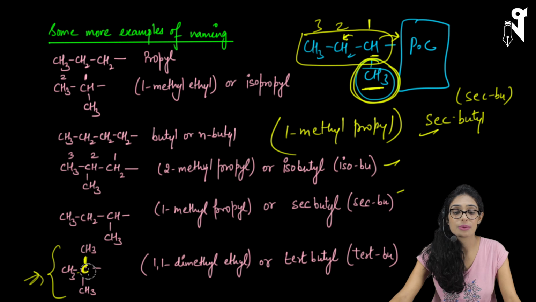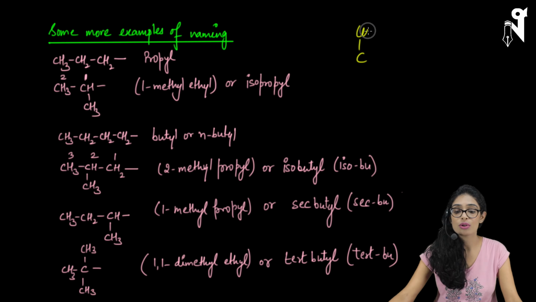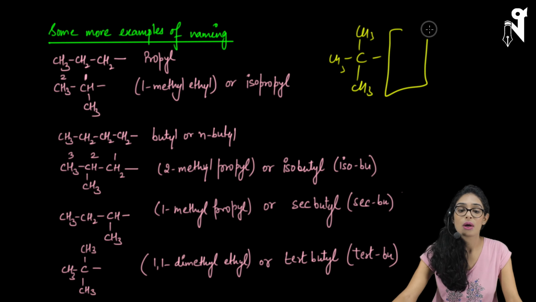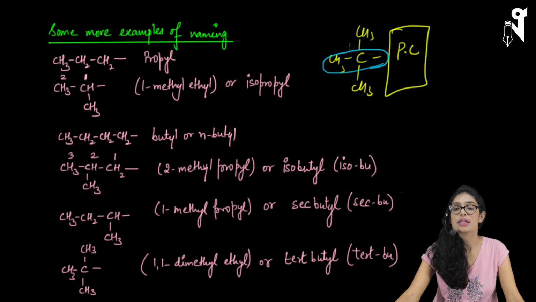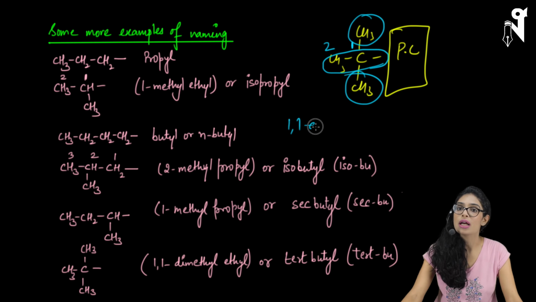If you write this chain, it will be CH3, CH3, CH3 with the principal chain. Now if you want to mark the main chain, it can be this. Now you mark the carbons. This is one carbon, this is two carbons. So on the first carbon, there are two branches, that is 2 CH3. So you will write 1,1-dimethylethyl. This is the way of naming a branch in this case.